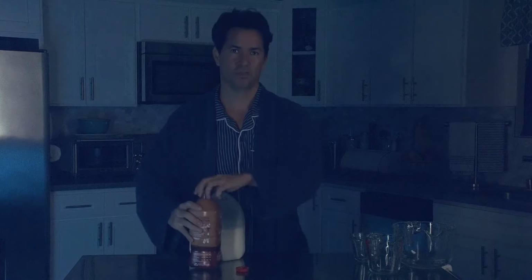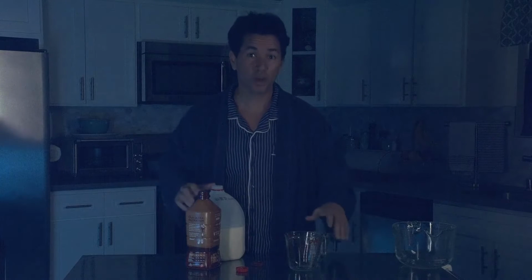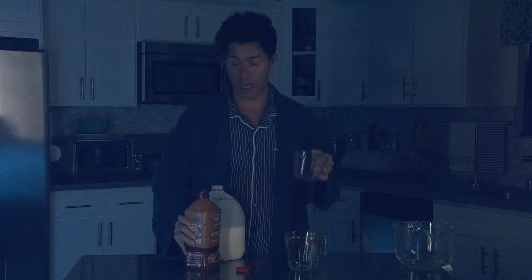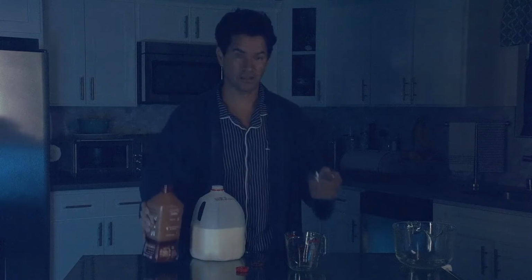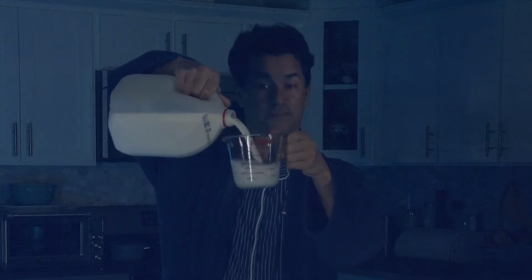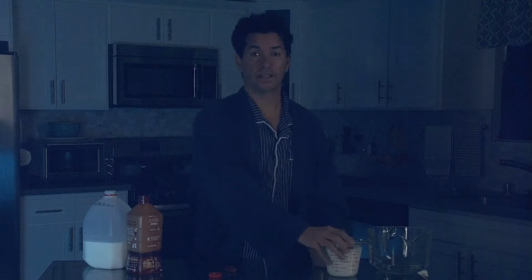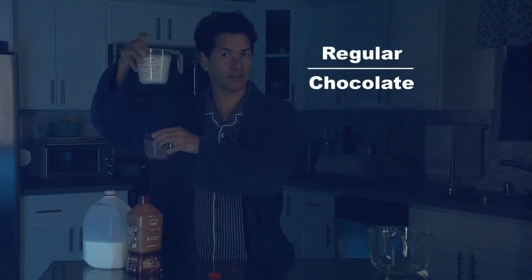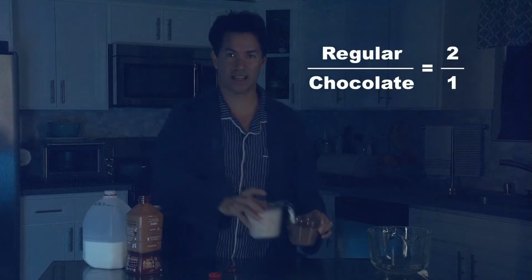Here's the big secret. When you're given one ratio, you're really being given 3 ratios. And it works like this. Let's say you have 1 cup of chocolate milk, and 2 cups of regular milk. If we write that as a ratio in math, we'd write regular over chocolate equals 2 over 1. Yeah, exactly like that. Now, here comes the secret part.